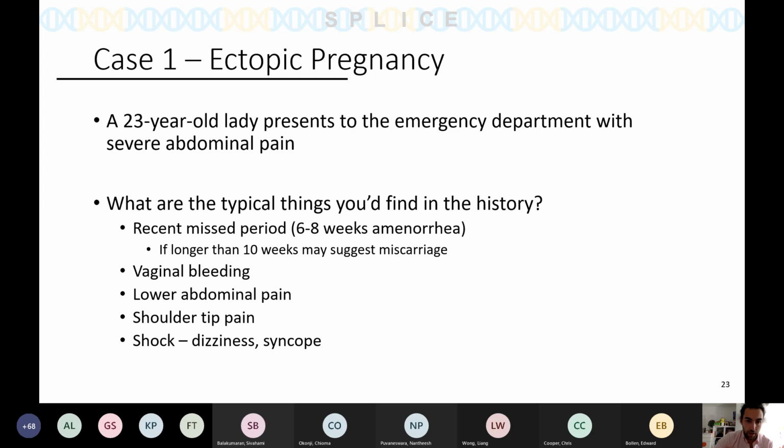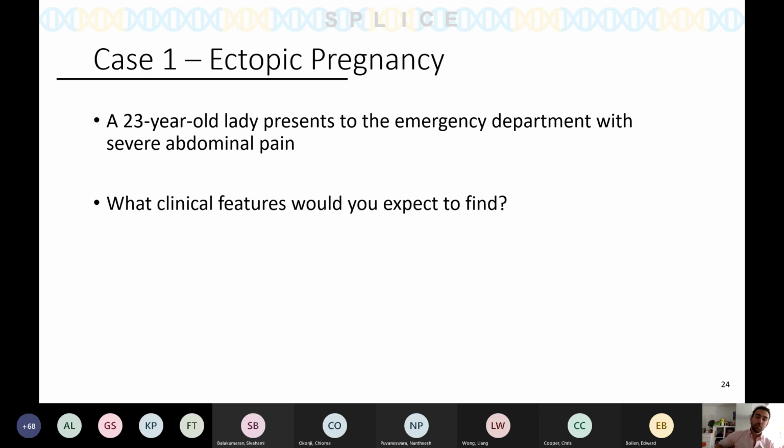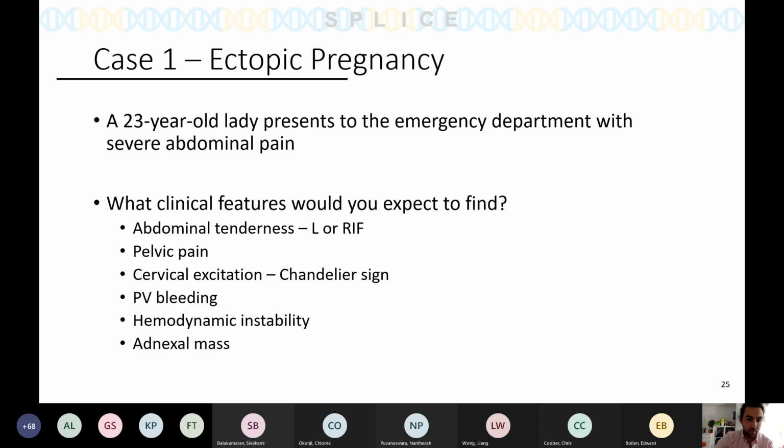Cool. All right. So what clinical features, so when you're examining them, might you find? Quite similar question, to be honest. Cervical excitation, external tenderness. Yeah, good stuff. First one's for you. Cool. So yeah, abdominal tenderness, left or right iliac fossa. They might have pelvic pain, cervical excitation.